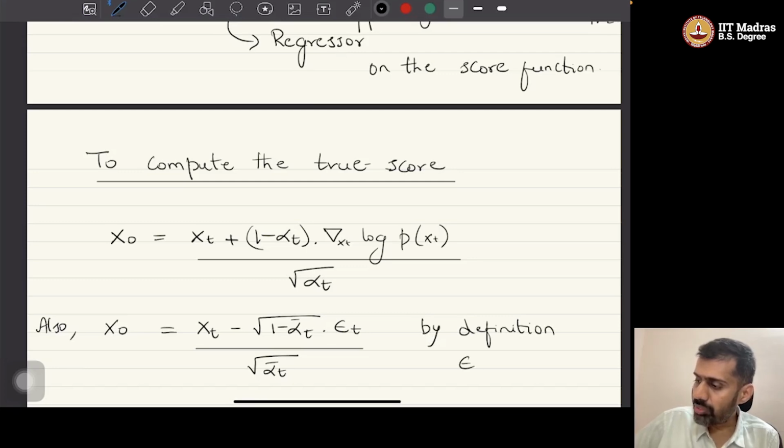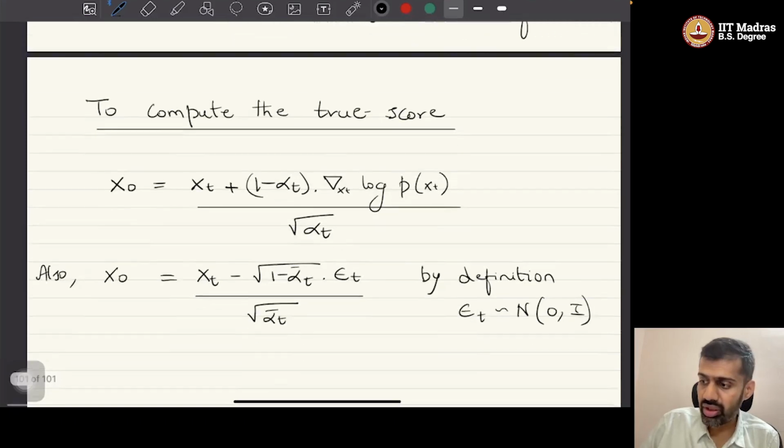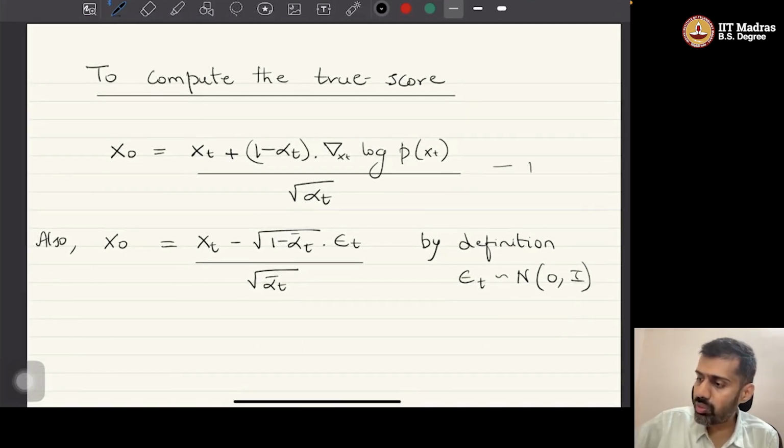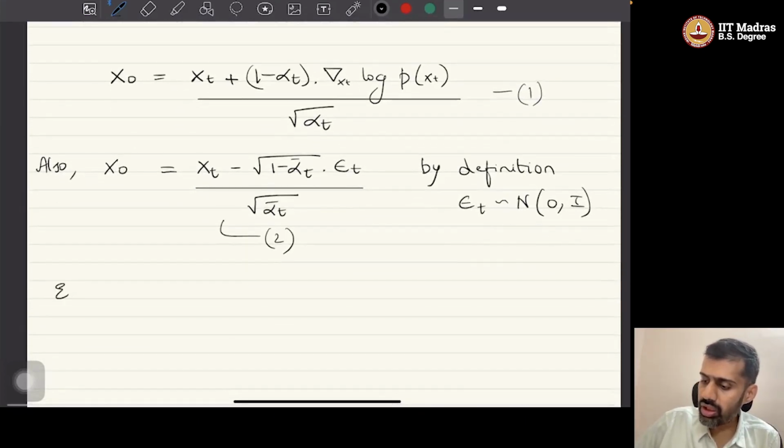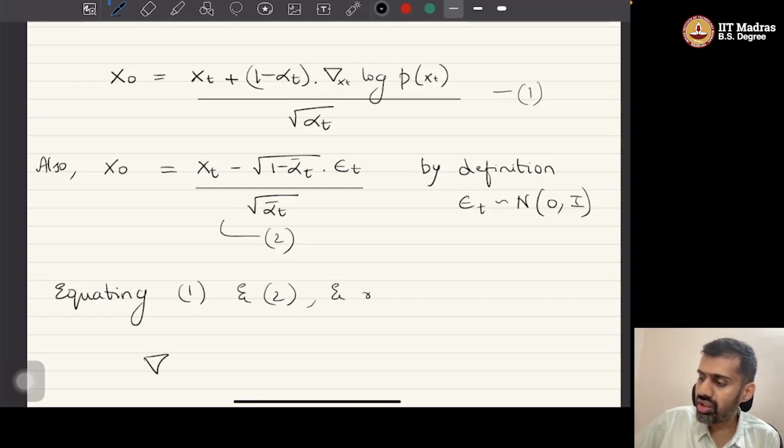And we have epsilon t is the noise that we added to x naught to make it xt. So that is by definition. So equating 1 and 2, if you simply equate this 1 and 2, this we'll call as equation 2. So now equating 1 and 2, it's very easy to see that the score, equating 1 and 2 and rearranging, I'll just skip the algebra. I'm deliberately skipping the algebra and leaving it as an exercise because it will consume a lot more time, and it's pretty easy to do the algebra. I leave it as an exercise to students.